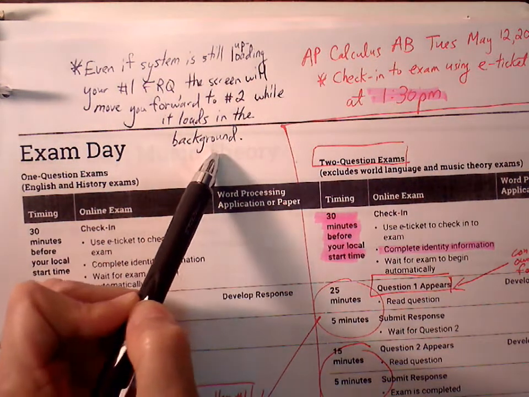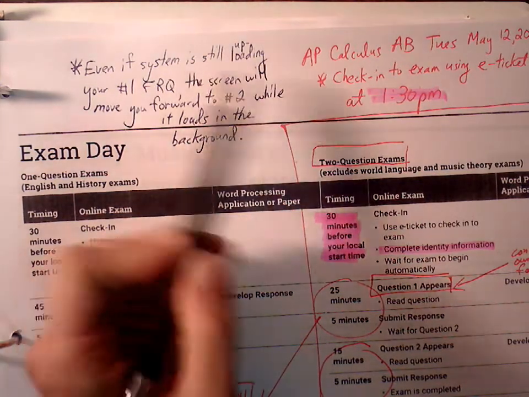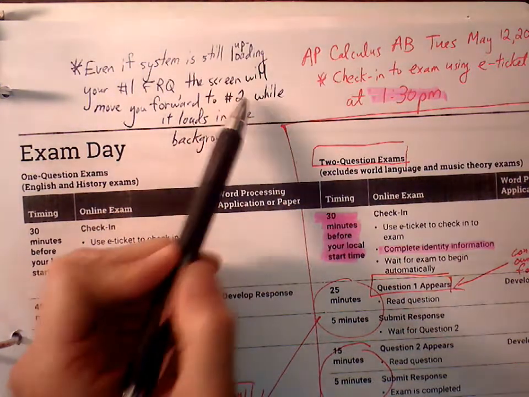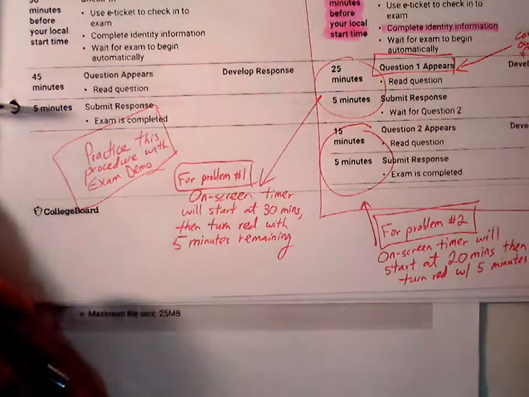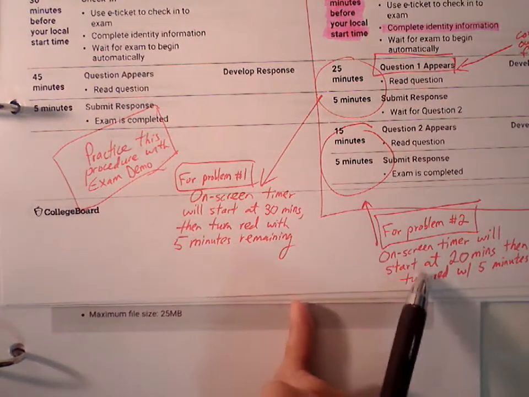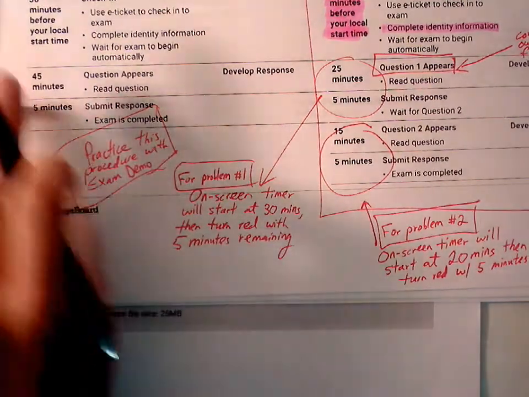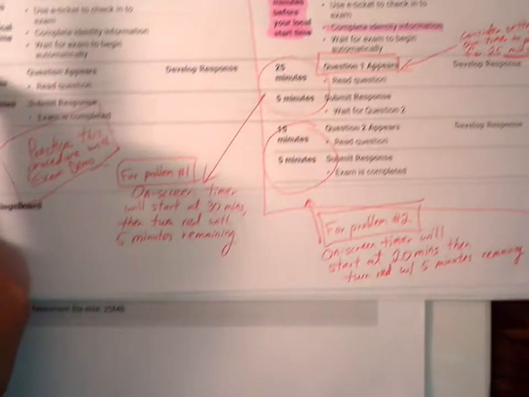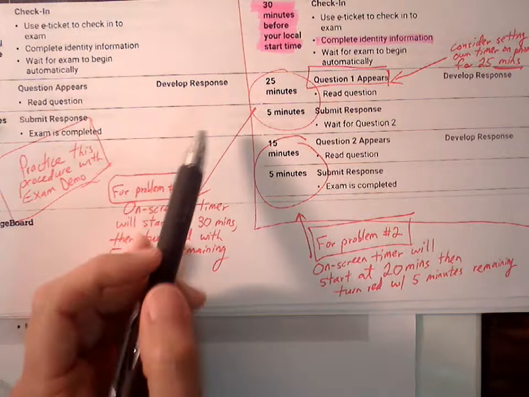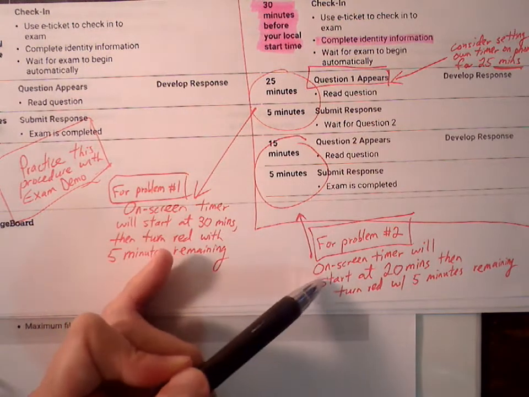So if your JPEG is still loading, it's okay. It'll load in the background while you start number 2. Now, when number 2 starts, you're going to get a timer that's going to start counting down from 20 minutes. So it's not going to be broken down into 15 and 5. It's just going to be 20 minutes. And then, again, same procedure.